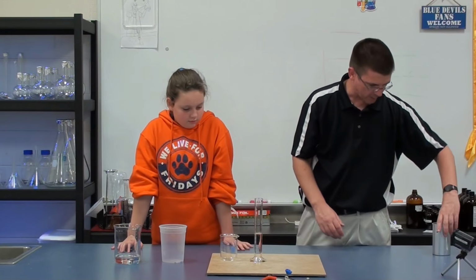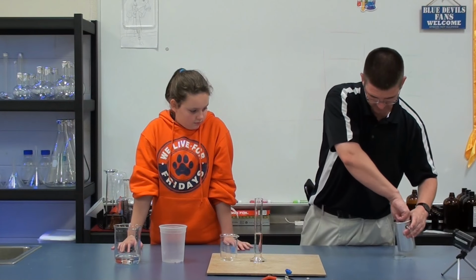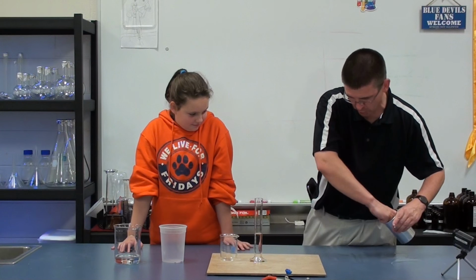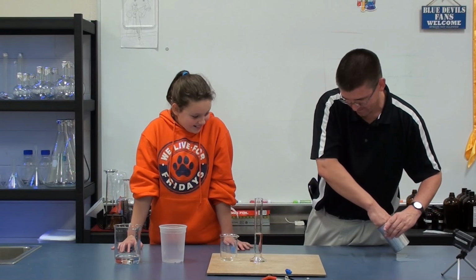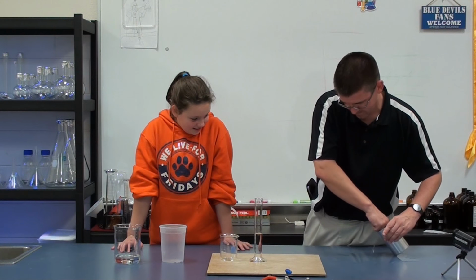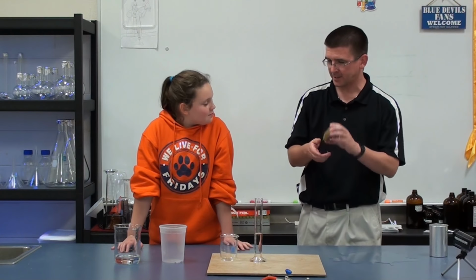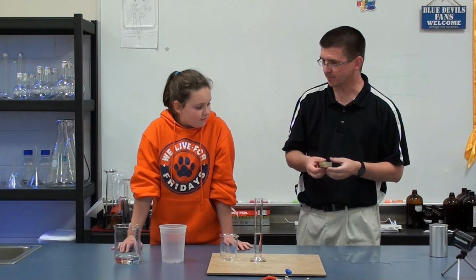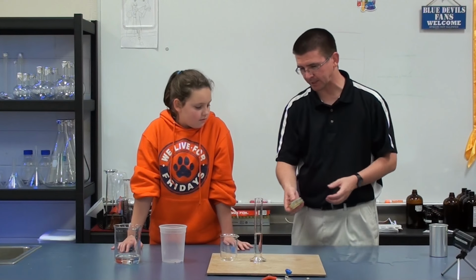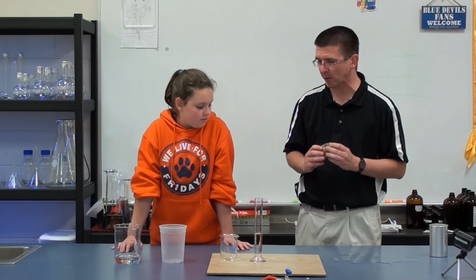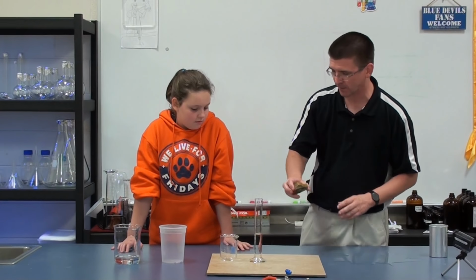So we know that our rock has a volume of 60 milliliters, because that's the amount of water that we displaced in our overflow can. An easy way to tell the volume of a solid object.